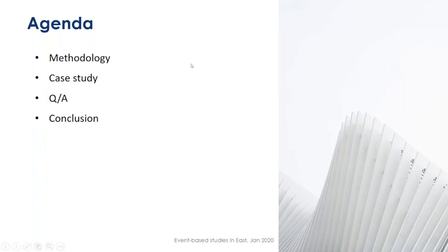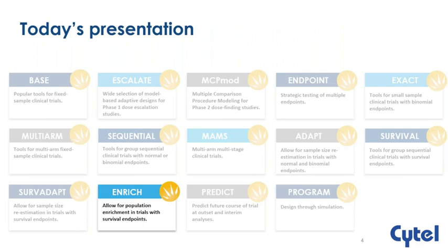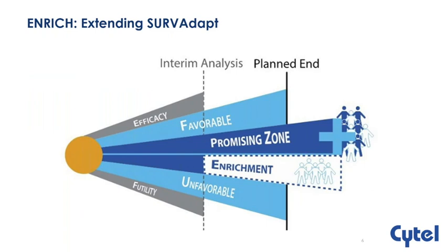Once again, this is the collection of modules that are available in EAST. We have seen quite a few of them right now, but our emphasis today is going to be on the ENRICH module, which allows for population enrichment in studies with survival types of endpoints. So this is the flashcard for the module, but I think the best thing to do is to see a small graphic that gives us the idea about the module itself.